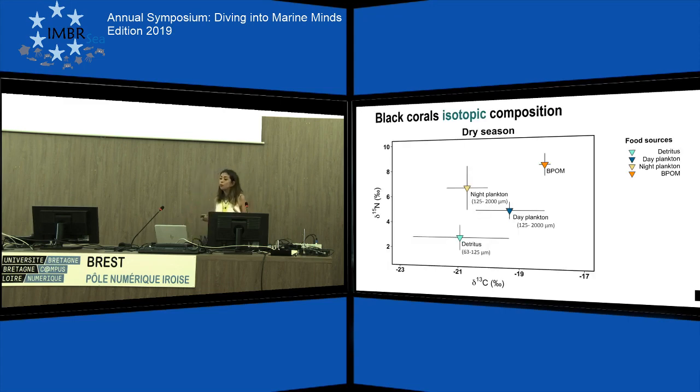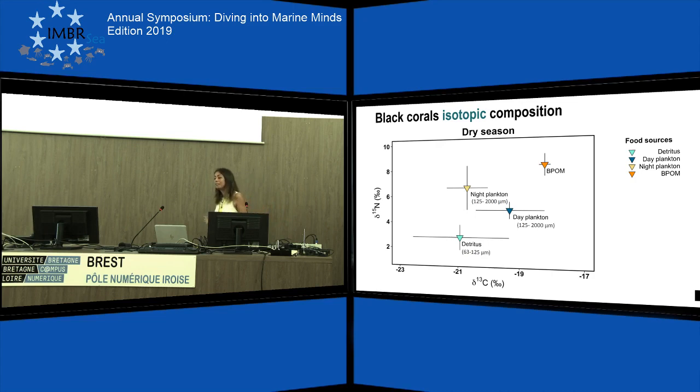Now, to put everything into context, we have on one side food sources, which are represented here in this carbon and nitrogen biplot for the dry season, but again, similar patterns were found for the rainy season. And we have first detritus, which is composed of the smallest size fraction, the one that was different from the rest. Then we have plankton, night and day plankton, that were different. And it's the combination of all those size fractions that yielded similar isotope values. And finally, we have, with the highest values, BPOM.